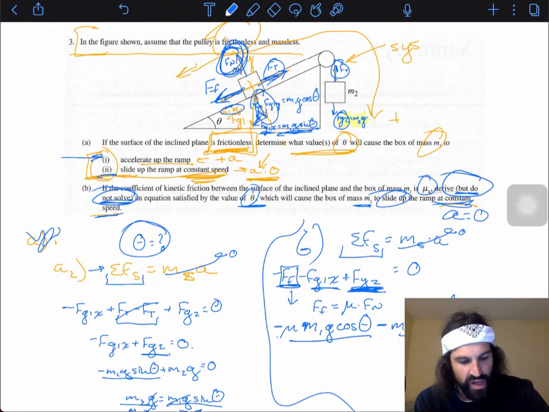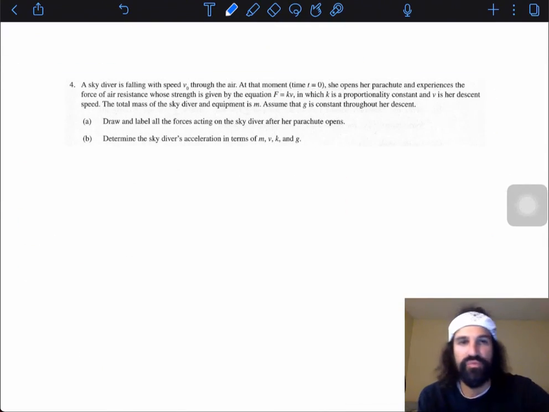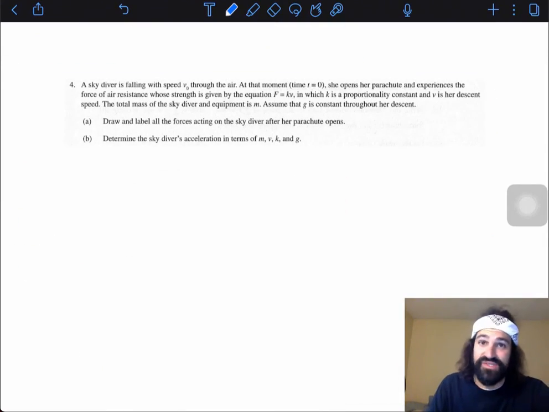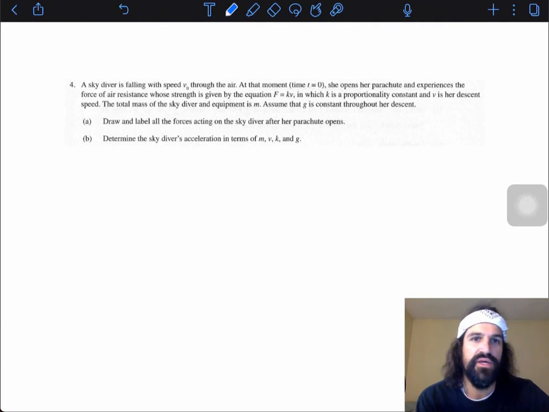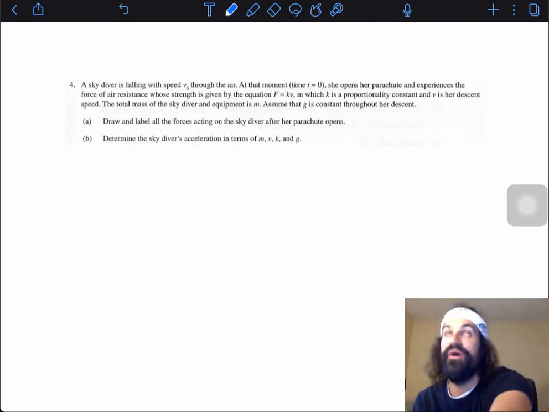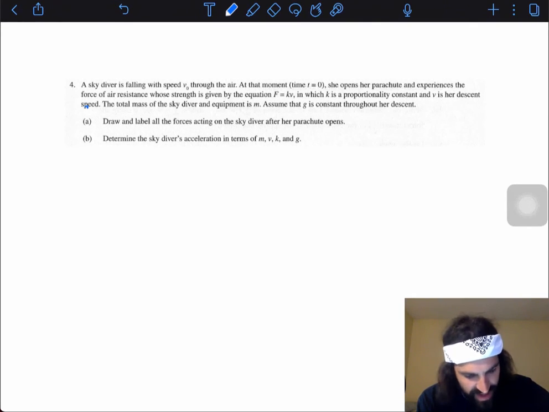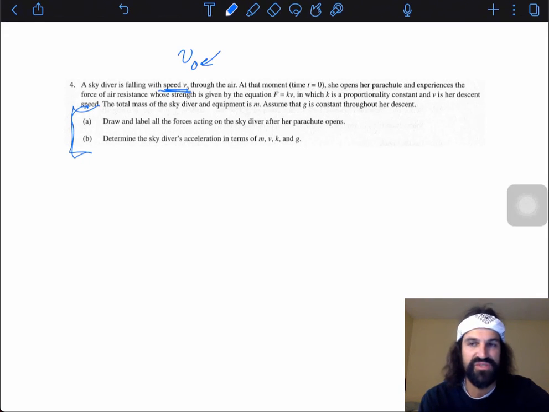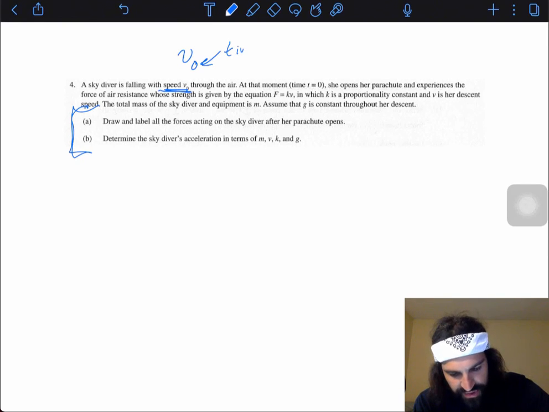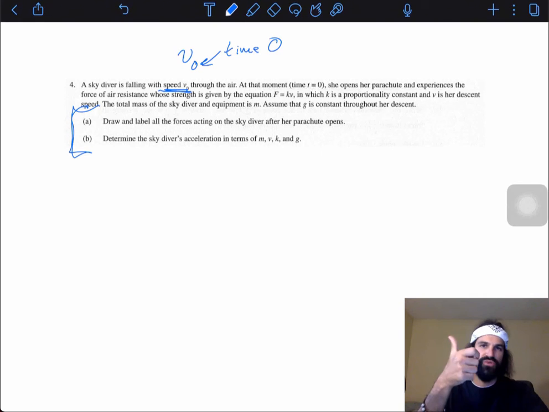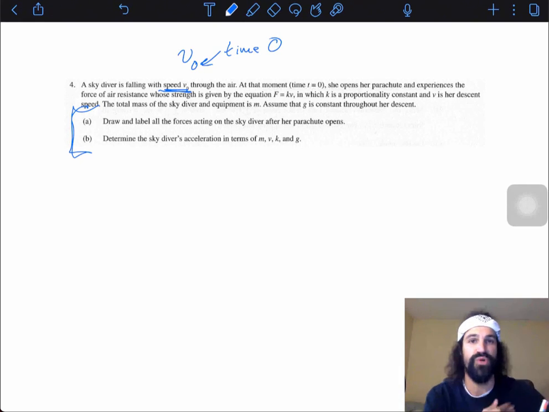Done. All right, final problem, 4A and 4B, which is the fastest problem on here. It used to have a kinetics version, but because we're now doing forces before kinematics, not kinetics, you only have A and B for this one. A skydiver is falling with speed V0. By the way, that is a 0. Anytime you see a subscript that's a number, that usually implies the time. So V0, that's the initial speed, the speed at time 0. So the speed when you start observing the situation.